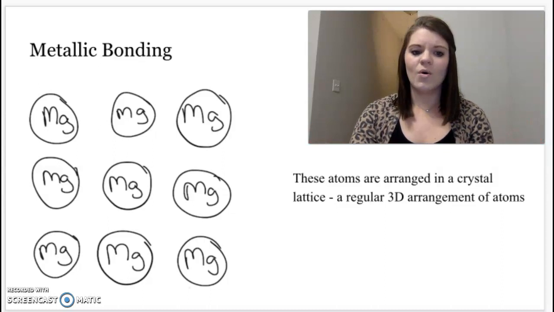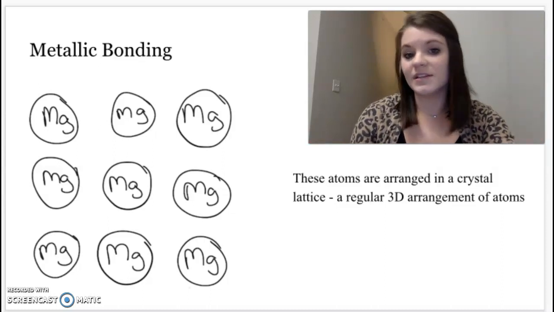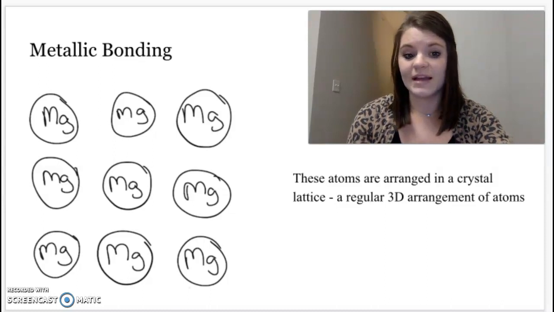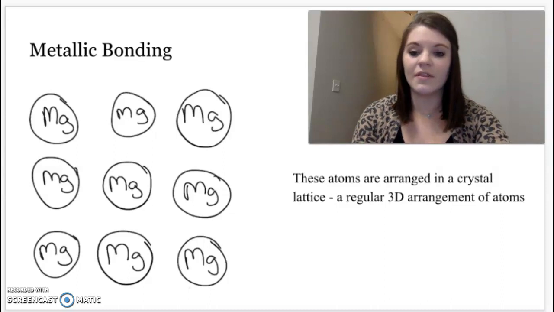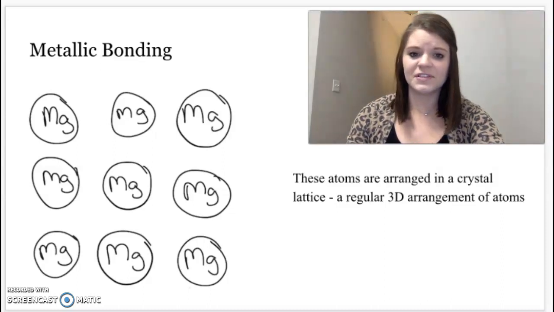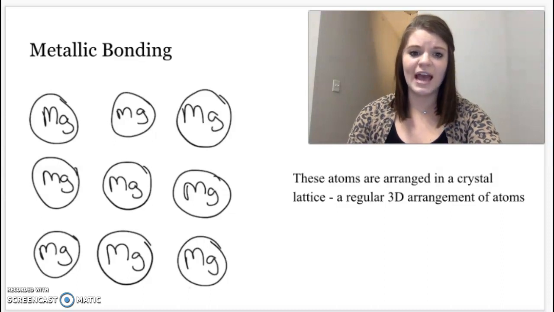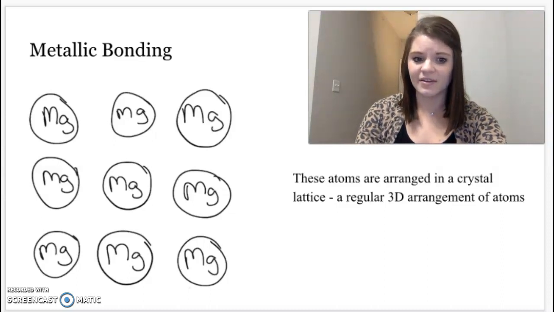Okay, so what's holding them together? When we're talking about neutral atoms, so let's say we're talking about neutral magnesium atoms here, there's nothing that seems like it would be attracting. We know that positive atoms attract negative atoms and vice versa, but if we're talking about neutral atoms, what's holding all of these magnesium atoms together?